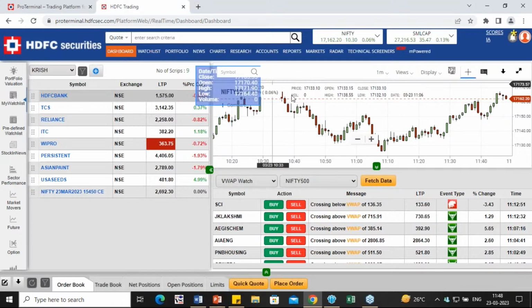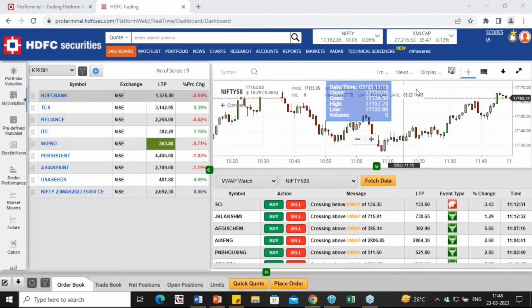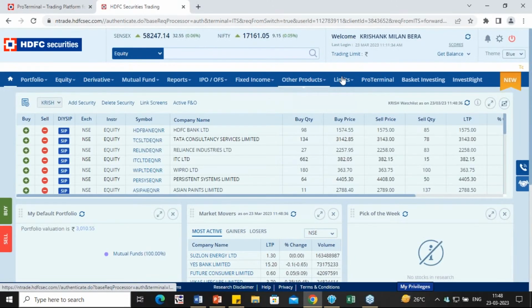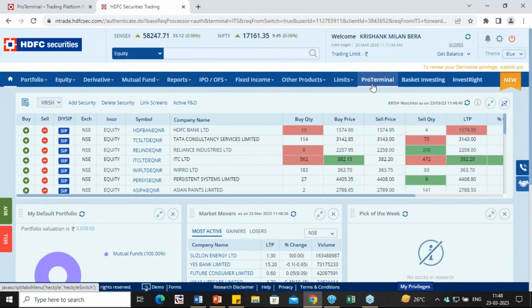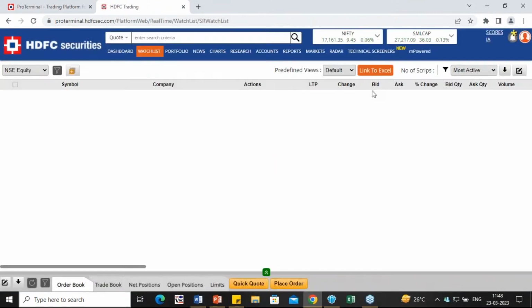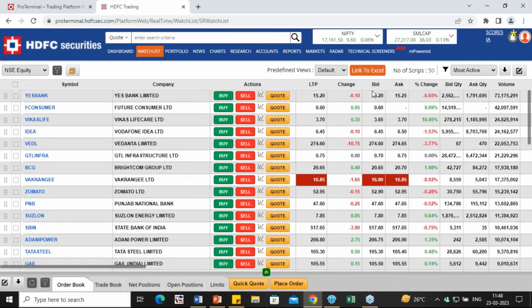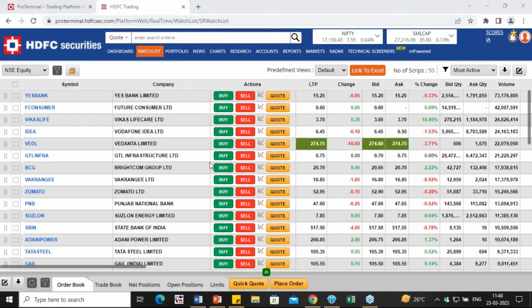If you already have access in your account, when you log in to Empower, which is a basic platform, here you will get a Pro Terminal option. Just click on Pro Terminal and you will get direct access from there. And if you have a two-in-one account, just speak with your respective relationship manager, Manmeet sir. They will help you get access to Pro Terminal in your account.